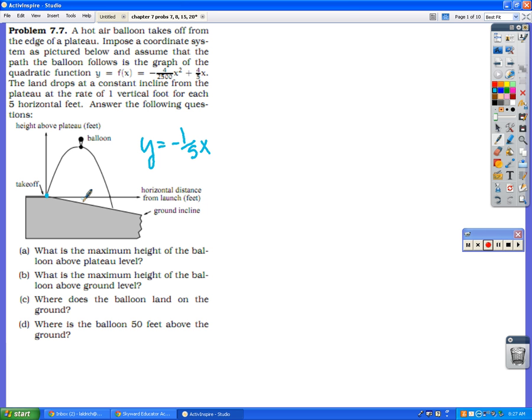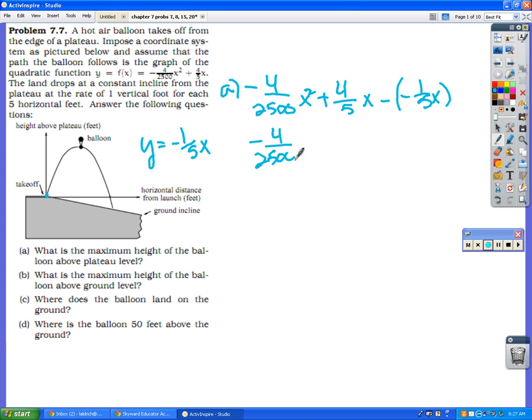Okay, good job. All right, so I need to go negative 4 over 2,500 x squared plus 4/5 x minus negative 1/5 x. And that's handy because 4/5 x minus negative 1/5 x is how much? 1x. Okay, whoops, that's supposed to be squared, sorry. So this is negative 4 over that x squared plus x. So how do I find where the maximum height above the ground is?